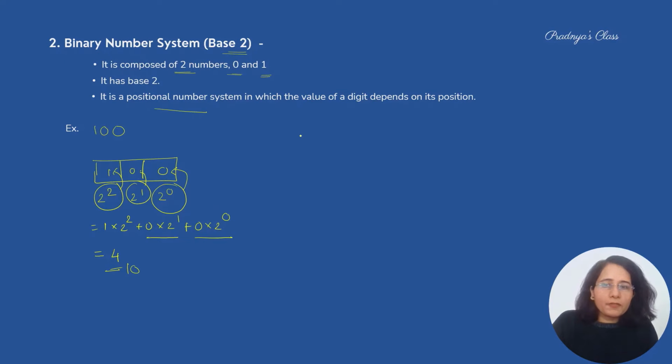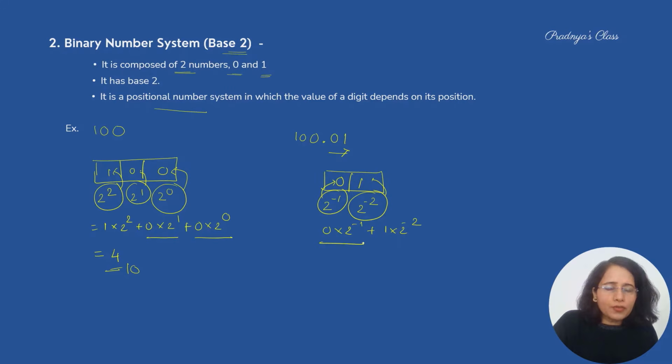Let me explain the fractional part also. Considering the same number, adding some random value, let's take 0, 1. So let's solve for the fractional part. You know, for the fractional part we consider the negative power. So it will be 2 raised to power minus 1 and 2 raised to power minus 2. Let's solve it: 0 into 2 raised to power minus 1 plus 1 into 2 raised to power minus 2. We are multiplying this positional value to the respective digits and adding up. Again, no need to solve anything which is multiplied with 0. So we get here 1 divided by 4, and 1 divided by 4 will be 0.25.